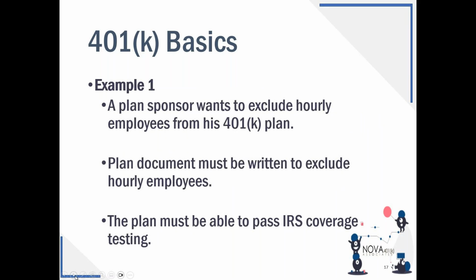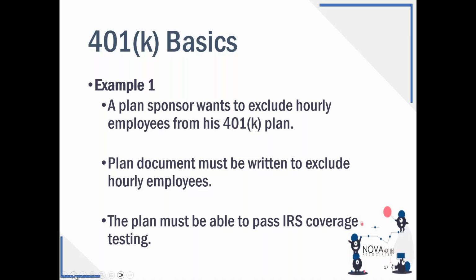Now, I did say earlier that sometimes common sense doesn't always follow with 401k plans and how things might work. So I'm going to give you an example of this. In this example, a plan sponsor wants to exclude hourly employees from his 401k plan. And that seems like a good exclusion. It's easy to define, easy to pull out that group of employees. However, it is very, very important to always keep in mind that if your plan document doesn't say it, then it can't be done for your 401k plan. So if it's not written in your plan document that you're going to exclude a certain type of employee, in this example hourly, then they're not excluded.